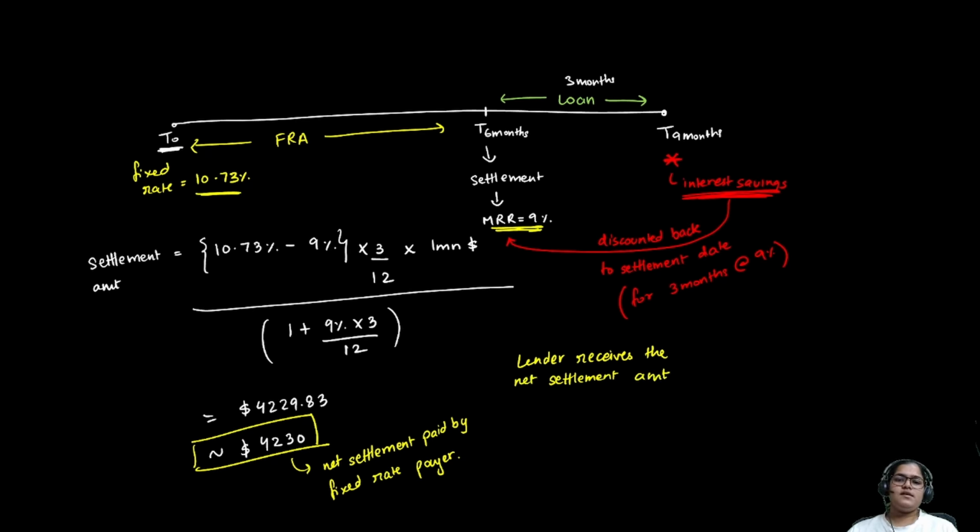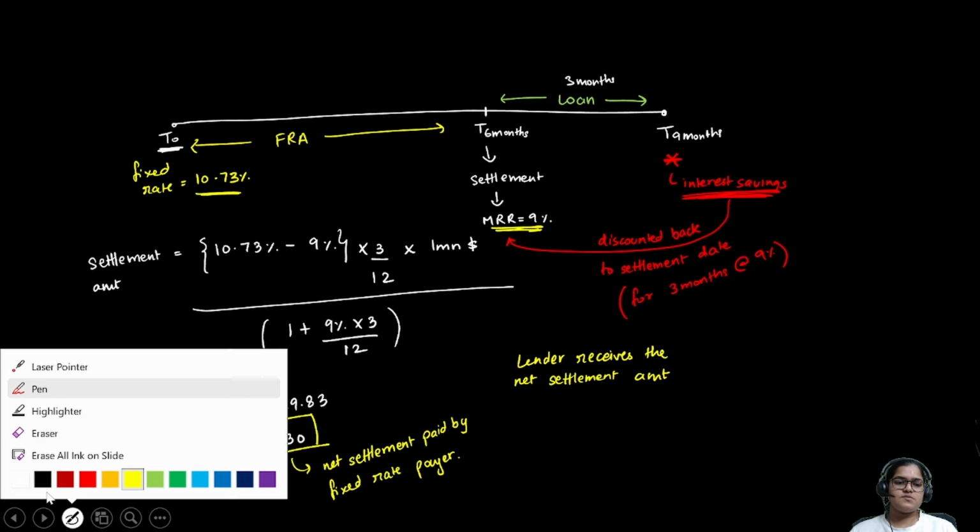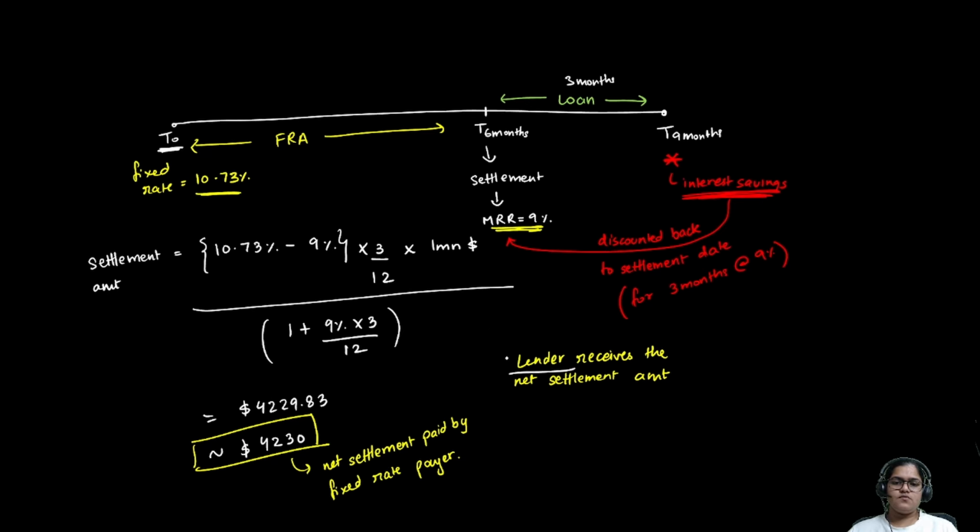And the borrower will end up paying the net settlement amount. So the lender will receive $4230, and the borrower, which is basically the person who had long the FRA, right? The person who has purchased the FRA, that person will end up paying $4230. The person who had short the FRA, which is basically our lender, was someone who had short the FRA. He will receive the net settlement amount of $4230. Okay, so the lender is actually gaining in our example.